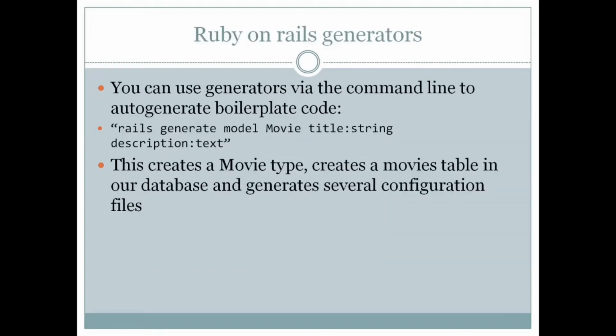Ruby on Rails has generators that you can use through the command line to auto-generate boilerplate code. For example here, rails generate model movie title:string description:text generates a movie type. It creates a movies table in the database and generates several configuration files. See there, I made an assumption that your movie type is going to be in a movies table, and Rails does a lot of this sort of thing to make things quicker.